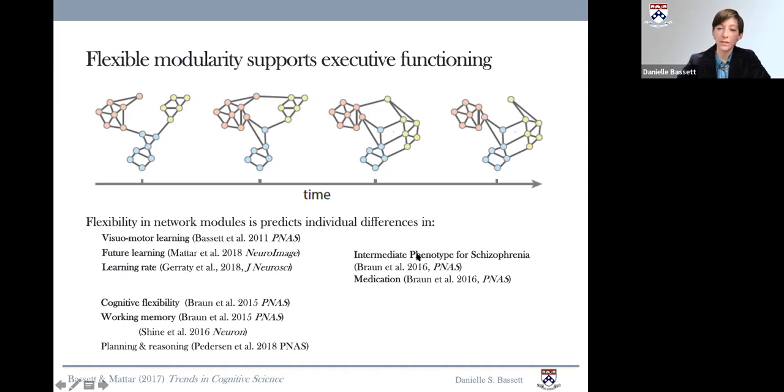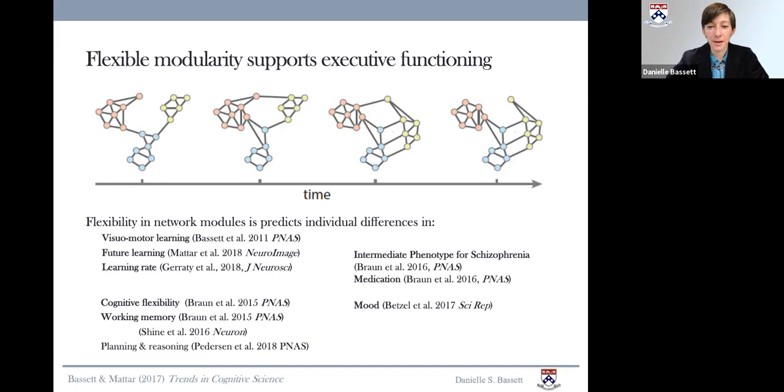And it's also an intermediate phenotype for schizophrenia, meaning that it is lower in people who have schizophrenia, higher in people who are healthy, and sort of intermediate in relatives of people who have schizophrenia. It can be modulated by medication, which is very interesting, and so it may be something that could be targeted with pharmacological interventions. And we also find that it is related to mood. So people who are in a more positive mood tend to have greater flexibility in their modular structure than on days when someone is in a less positive mood.